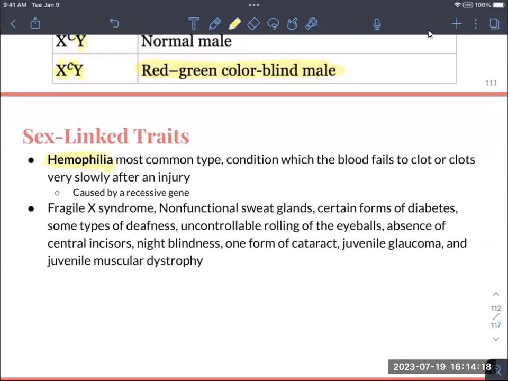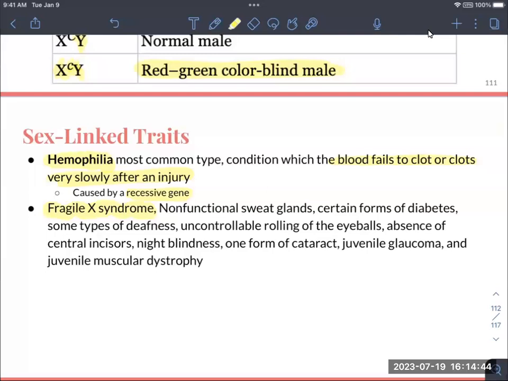This is where people fail to clot their blood or clot extremely slowly. It is a recessive gene. Fragile X syndrome. I've worked with kids with Fragile X in the past. It's very interesting. It is another one of these syndromes. Fragile X syndrome is a lot like autism, but it's a genetic trait that's causing it.